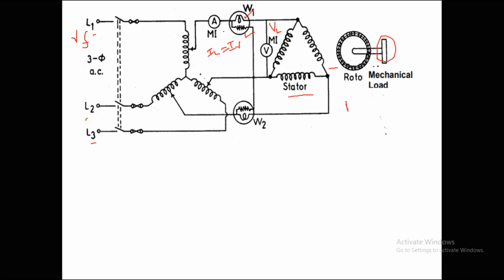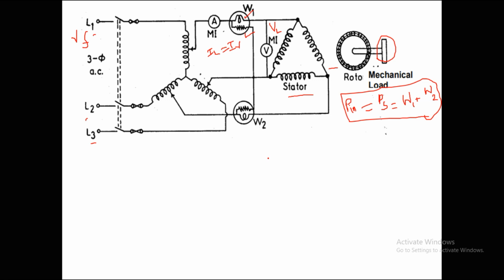So the power entering into the machine, we can call this the total input power, PN. It is also known as the stator power. It's nothing but the summation of both wattmeter readings, W1 plus W2. So this is the total power entering into the machine, and simply we call this the input power.